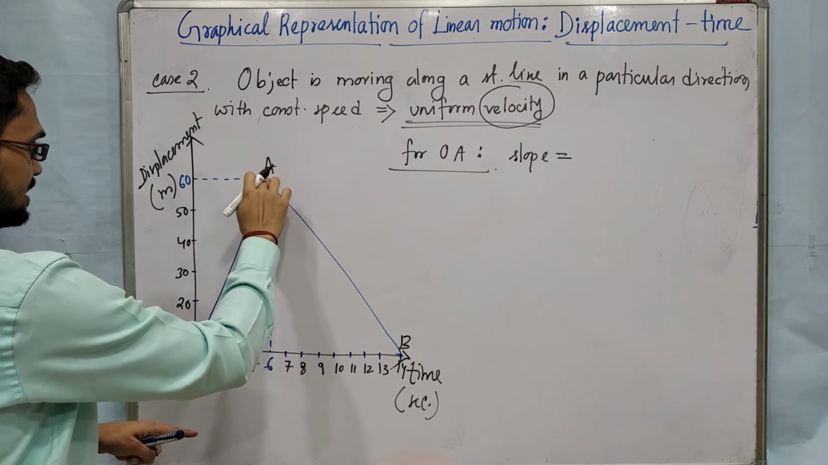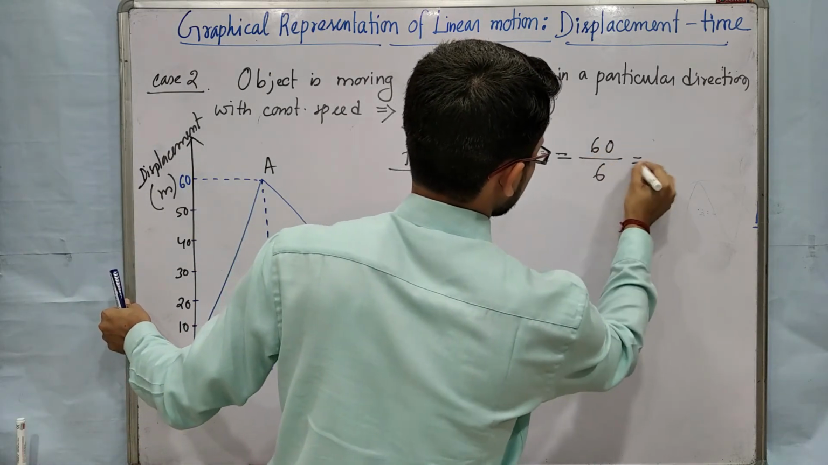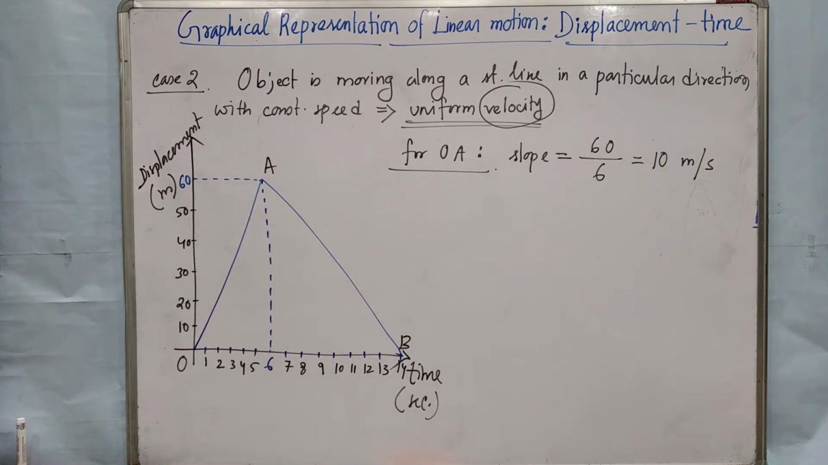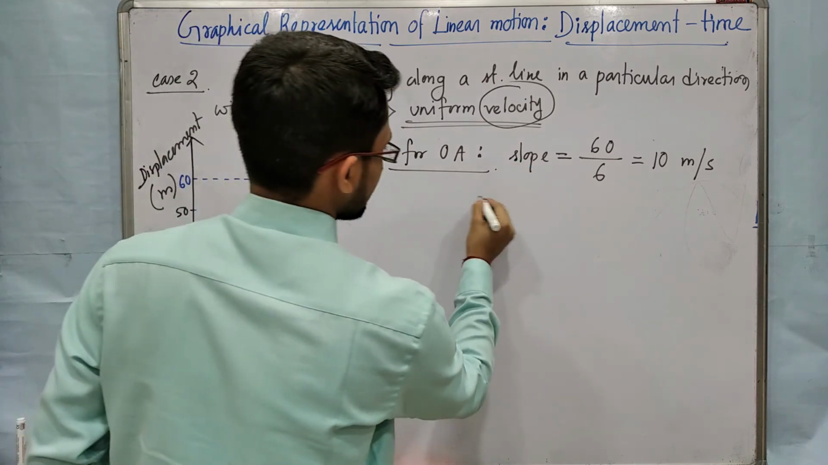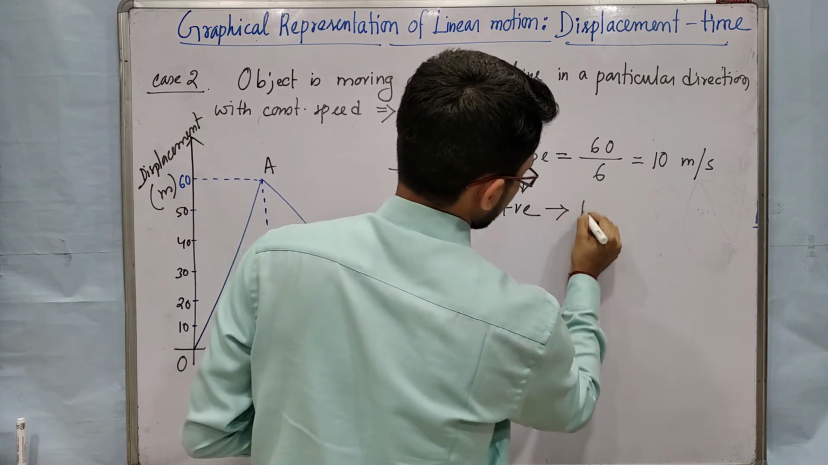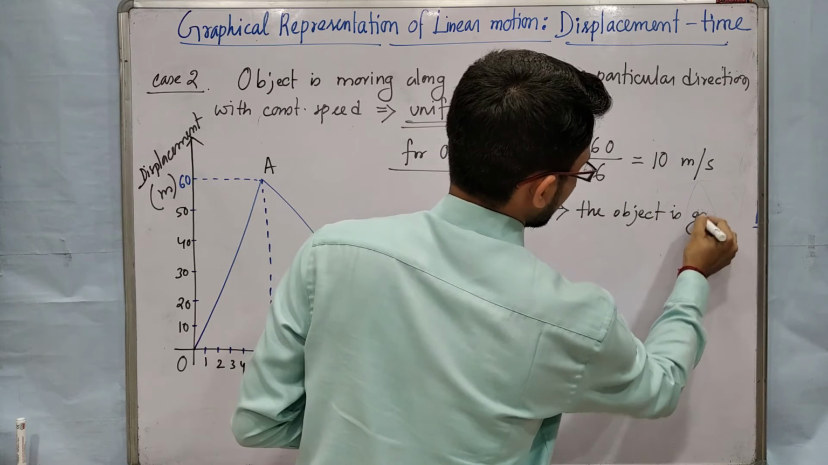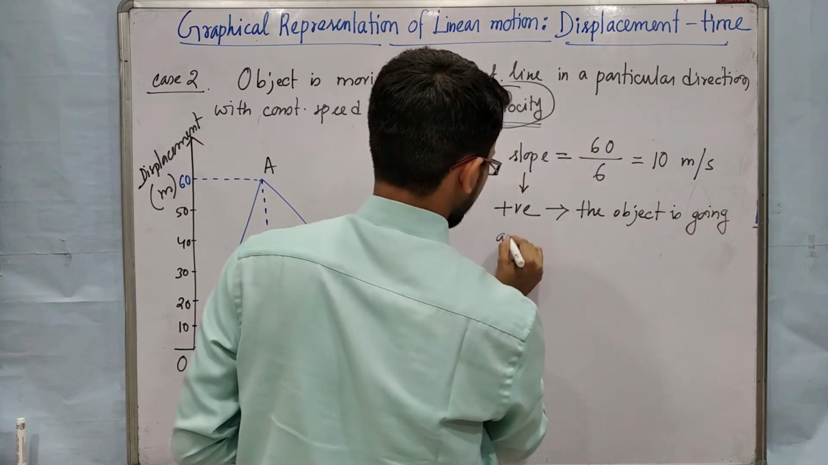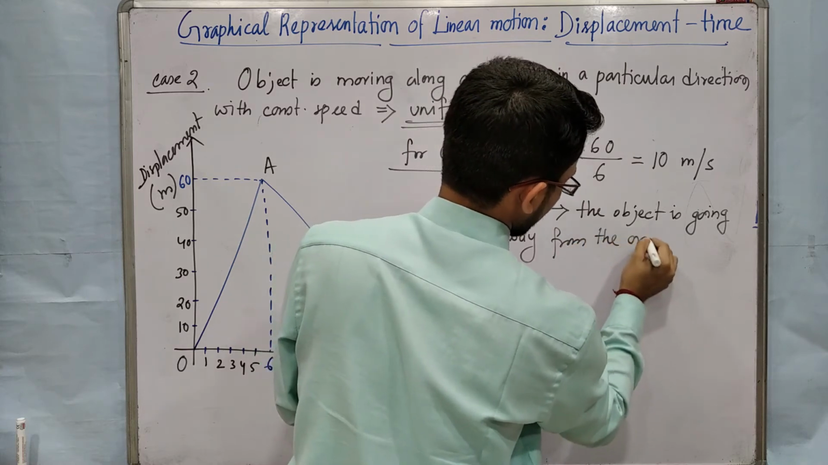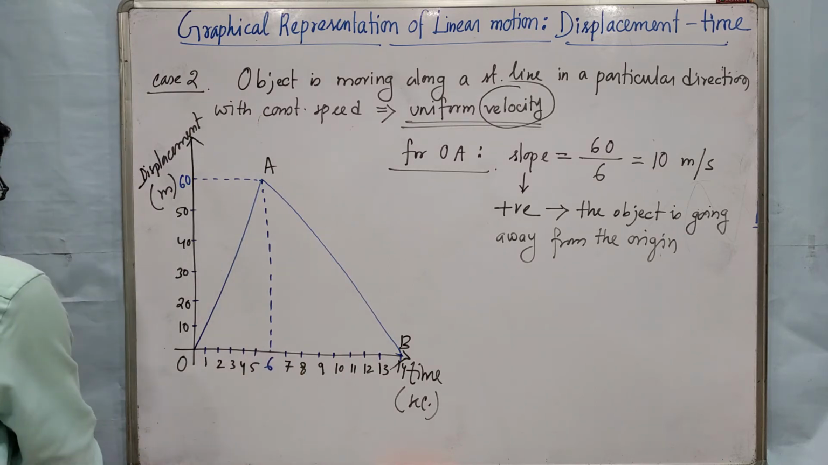So final point is 60, initial point 0. So it is 60 by 6, it is 10 meter per second. Okay, so slope here positive. That means the object is moving away from the origin. Okay, object is moving away from the origin.